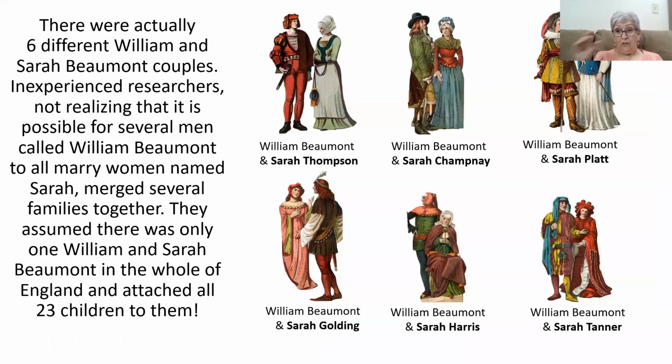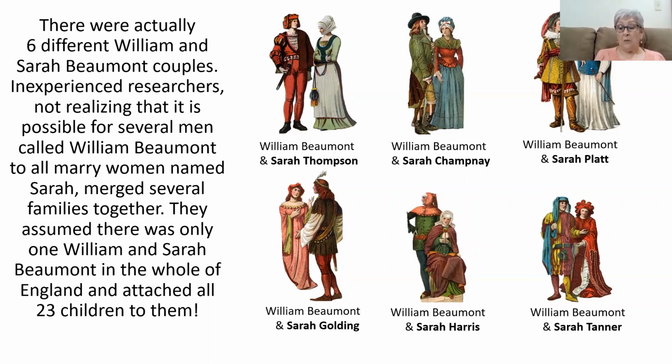Clearly, this was not all one family. There were, in fact, 6 different William and Sarah Beaumont couples that were all combined. Some inexperienced researchers, not realizing that it is possible for several men called William Beaumont to marry a woman called Sarah, merged several families together. They assumed that there was only one William and Sarah Beaumont in the whole of England, and they attached all 23 children to them. In fact, there were more than 23 children as I detangled it, but at that point there were 23 children attached.